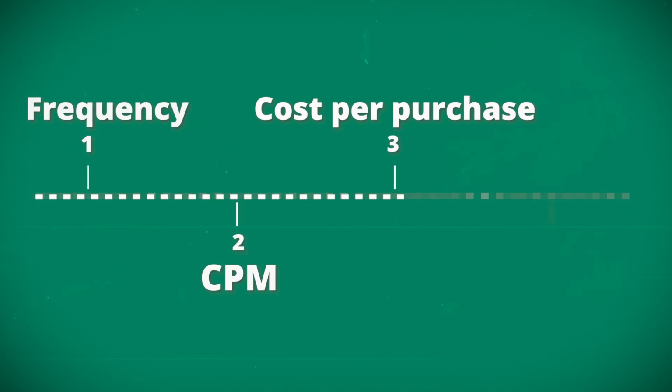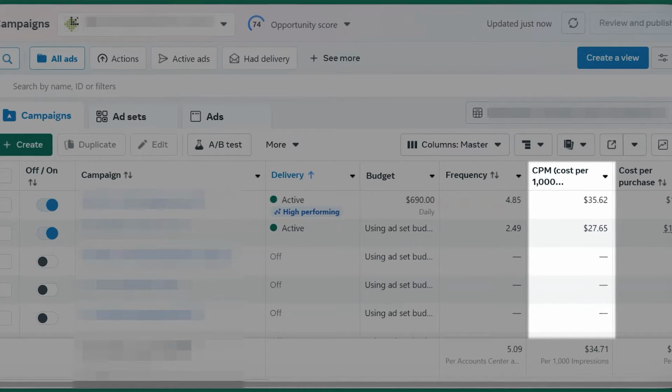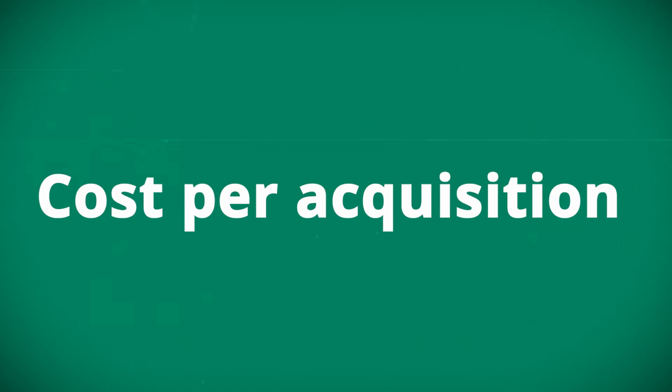Cost per purchase is the 3rd main metric. This tells you how much you're paying for each customer. I call it CPA, short for cost per acquisition. Now, a lot of people focus on ROAS, but here's the truth. CPA is more reliable than ROAS. That's because ROAS depends on your average order value, which is about as predictable as a dog on speed.